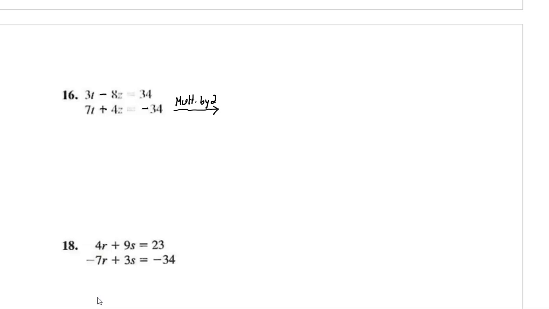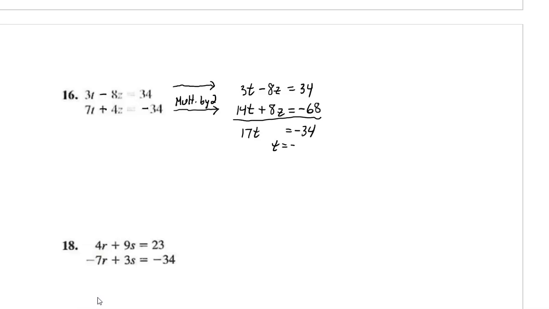The second equation becomes 14t plus 8z is equal to -68. The first equation does not need to be changed. 3t minus 8z, notice how the z terms are opposites, is equal to 34. Now add together. 17t is equal to -34, so t equals -2.